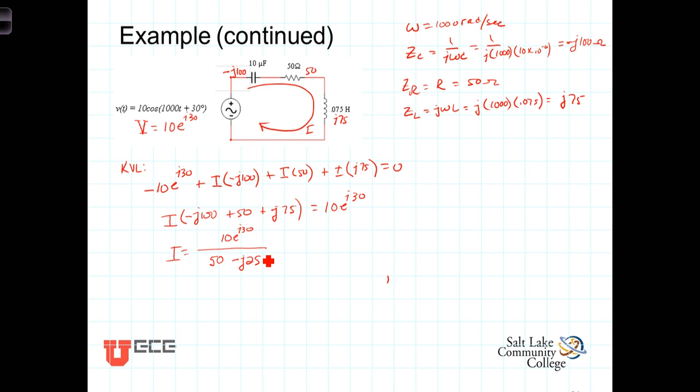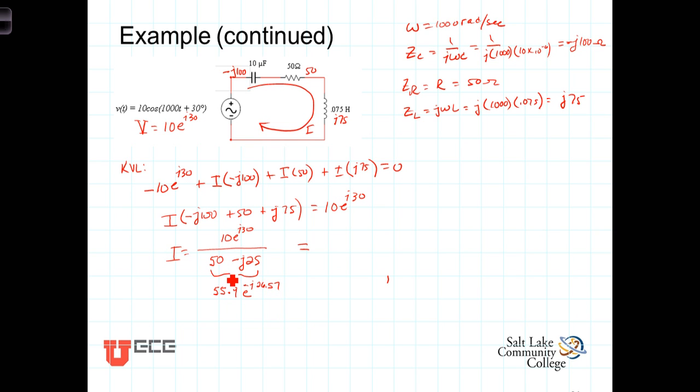You get out your calculator and you'll find that, well, first of all, let's convert just this denominator to polar form. It's a little bit easier to see what's going on here if we do so. In polar form, that's equal to 55.9 e to the negative j 26.57. Now, we can see the division. It's 10 e to the j 30 divided by 55.9 e to the minus j 26.57.